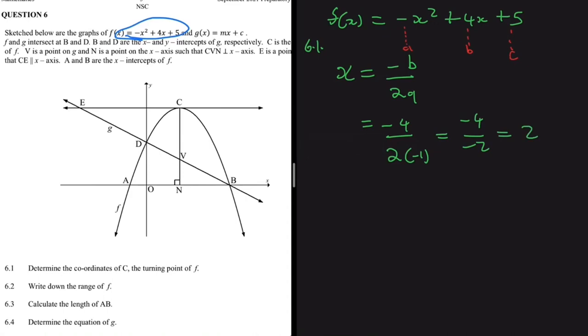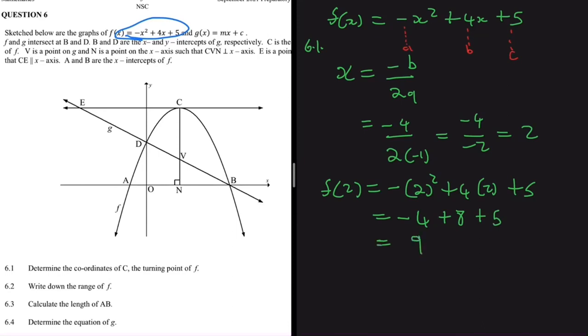Now we can substitute 2 in our equation and find the y value of our turning point. So we can say f of 2 will be equals to minus 2 squared plus 4 multiplied by 2 plus 5. So we have minus and then 2 squared, that is 4. Then 4 multiplied by 2, that is 8. And then plus 5, right? And this will be equals to 9. So the coordinates of C, our turning point, is (2; 9).